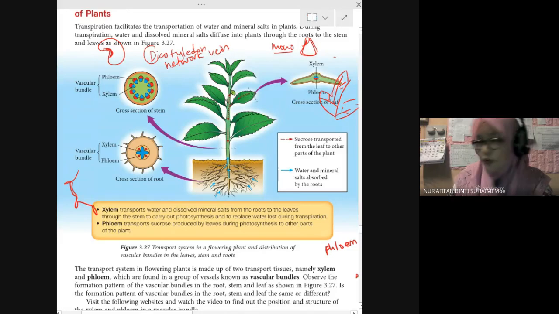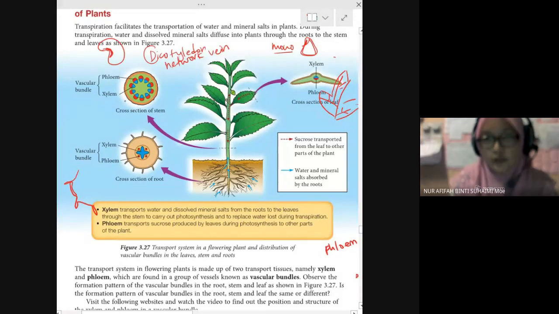Okay, so xylem, the function is to transport water from root. You see the blue color arrow here. The function of xylem is to transport water from root to leaf. And then phloem, the function of phloem is to transport food or glucose. Phloem, food. Xylem, water. Phloem transports food or glucose. Xylem transports water. That's all.